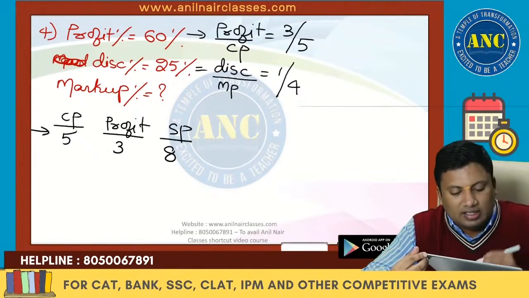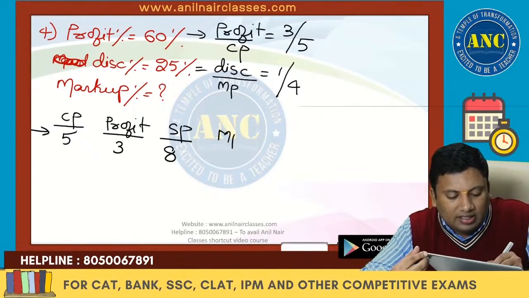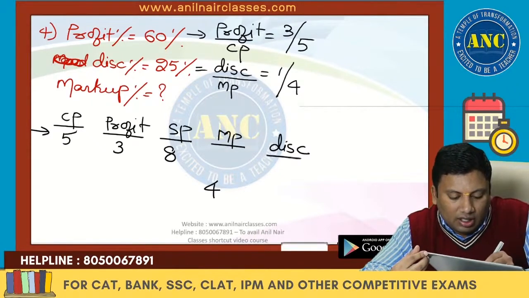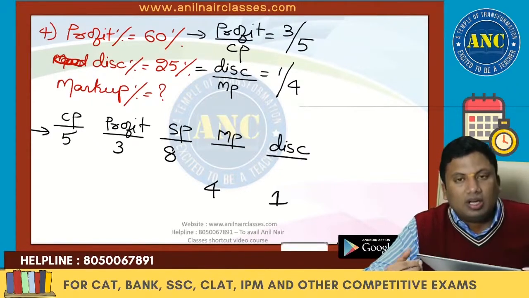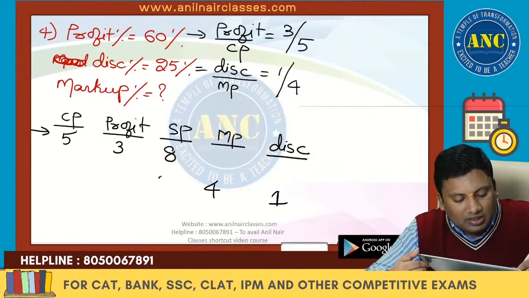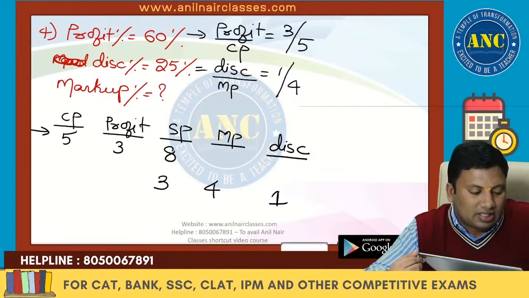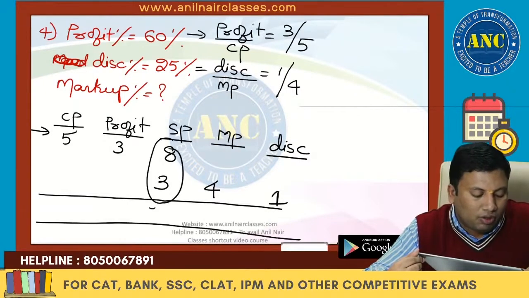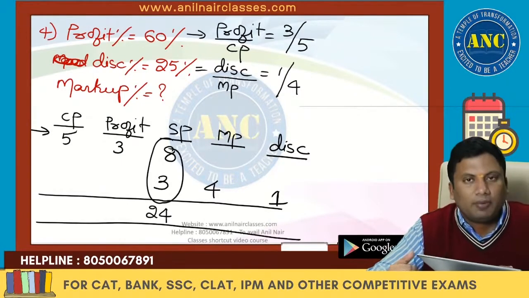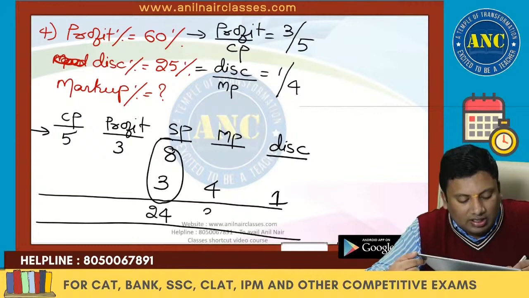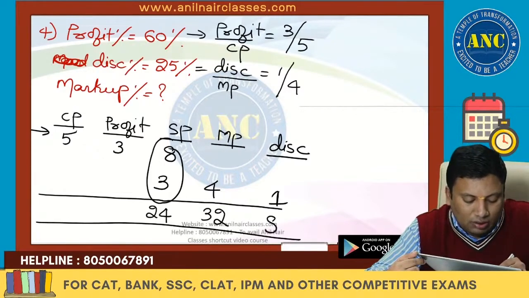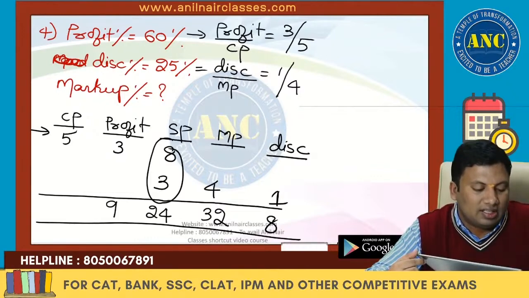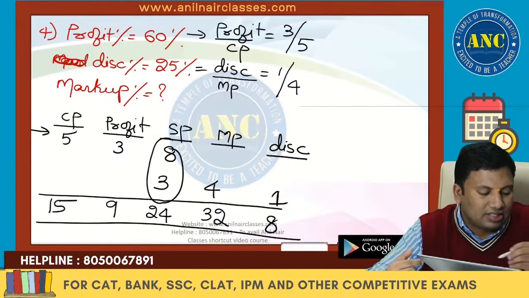First line. Second line. Market price is nothing but 4. Discount is nothing but 1. Market price 4. Discount 1. Selling price will become 3. Make selling price in the same number line. 8 and 3 will both meet at their LCM, 24. 3 8s are 24. 4 8s are 32. 1 8 is 8. 8 3s are 24. 3 3s are 9. 5 3s are 15.